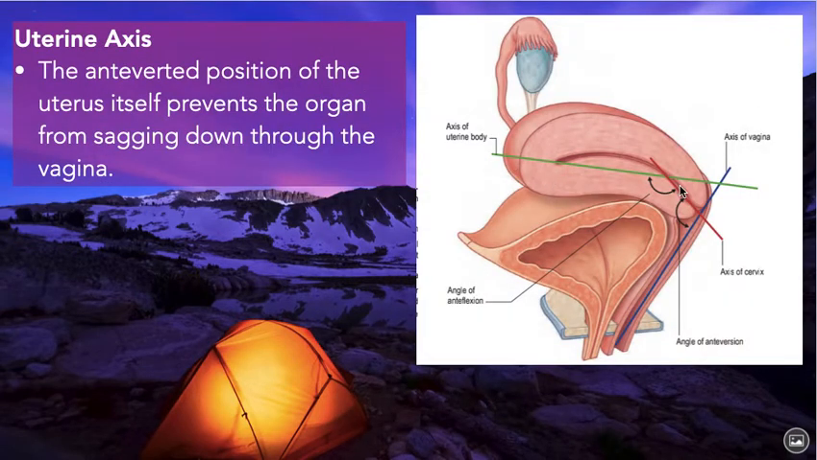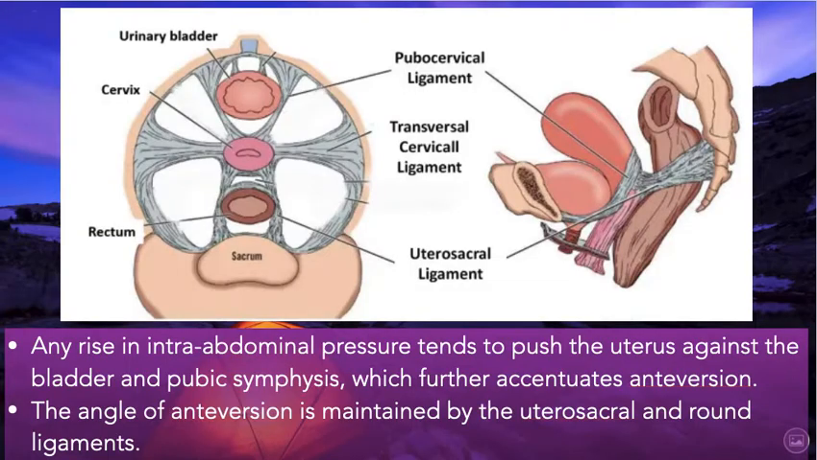The uterine axis, the anteverted position of the uterus itself, prevents the organ from sagging down through the vagina. Any rise in the intra-abdominal pressure tends to push the uterus against the bladder and the pubic symphysis, further accentuating anteversion. The angle of anteversion is maintained by the uterosacral and the round ligament.